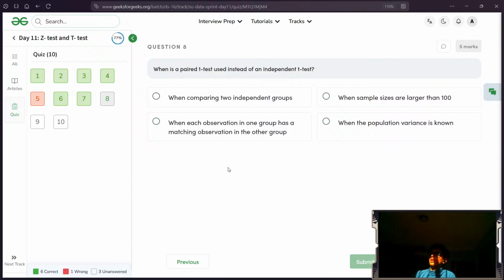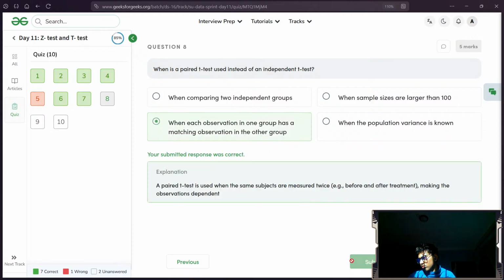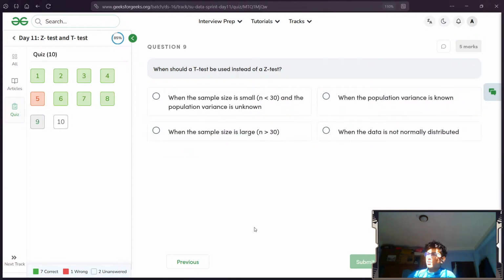When is a paired t-test used instead of an independent t-test? When comparing two independent groups, when sample sizes are larger than 100, when each observation in one group has a matching observation in another group, when the population variance is known. When the same subjects are measured twice, before and after, making the observations dependent.